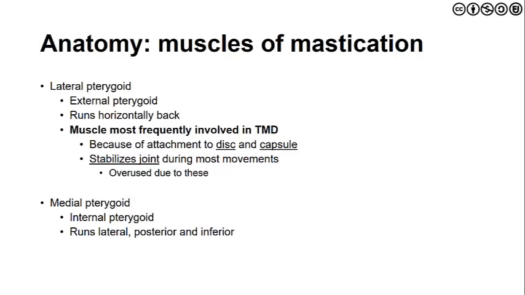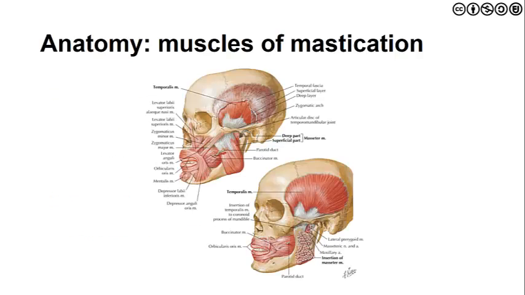Okay. Now, the reason why this muscle is most frequently involved is because of the attachment of the disc and the capsule in proximity to the pterygoid. Now, the pterygoid here, specifically the lateral pterygoid, stabilizes the joint during almost all the movements, and so commonly it's used and overused because of this role. It's also paired with a medial pterygoid, so we have a lateral and a medial pterygoid on both sides. The medial pterygoid, however, is an internal pterygoid, and it's going to run lateral, posterior, and inferior, and you'll see that here momentarily.